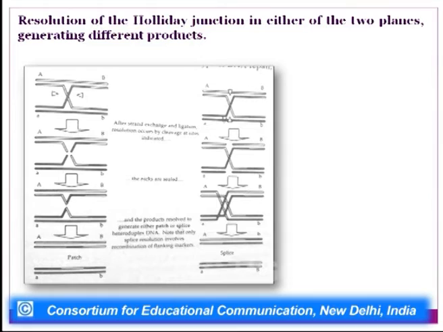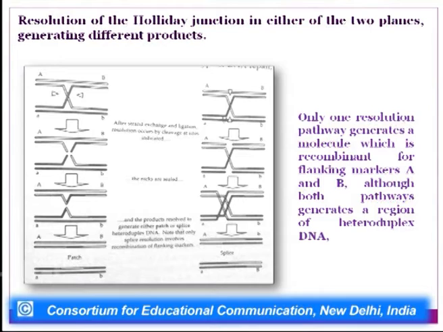To generate either patch or splice heteroduplex DNA, only the splice resolution involves the recombination of the flanking markers. So, only one of the resolution pathways generates a molecule which is recombinant for flanking markers A and B, although both pathways generate a region of heteroduplex DNA. So, you can see that in the patch position, there is no recombination of the marker that has occurred, but there is a patch of a different segment; in the white chromatid, there is a patch of a black chromatid, but there is no recombination of the marker. It's only in the splice.